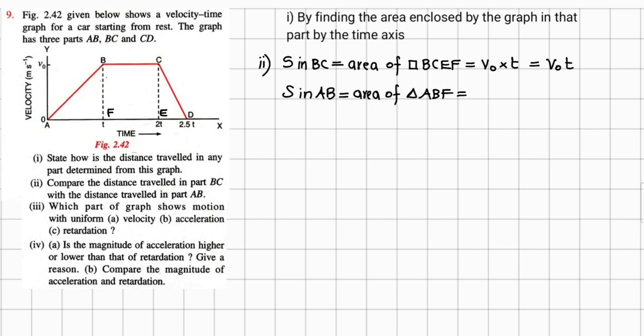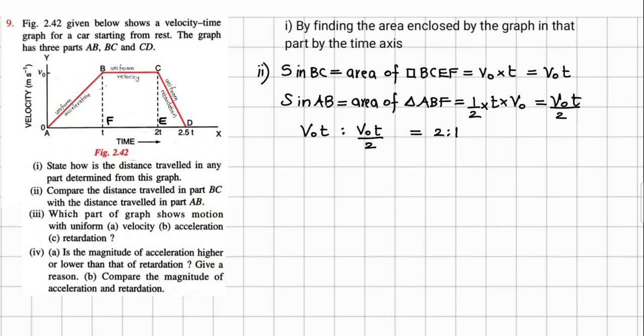For AB, it will be area of triangle ABF, that is half into base into height. Substitute the values. That is VOT by 2. But they have not asked you to find, they have asked you to compare the distance. So let's compare it, that is the ratio. And that is 2:1. Third part, which part of the graph shows motion with uniform velocity, uniform acceleration and uniform retardation? I am writing on the graph itself. So AB is uniform acceleration, BC is uniform velocity and CD is uniform retardation.